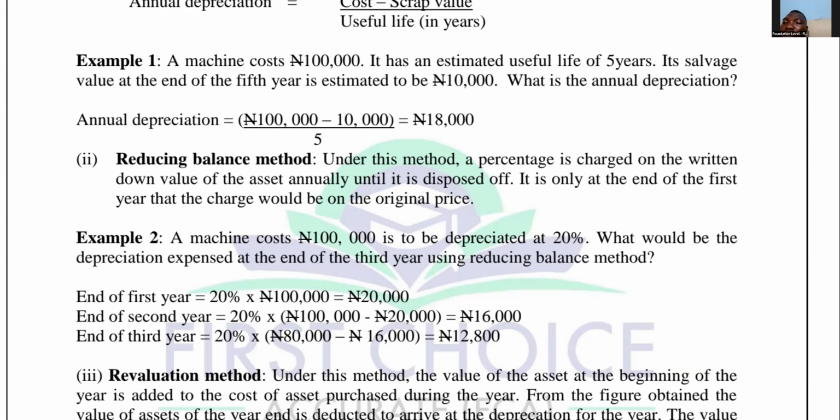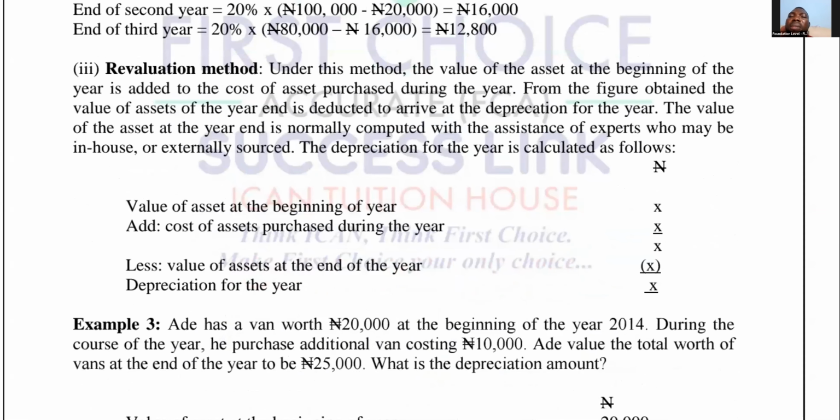16,000, 20% of it, gives us 12,500. So that is what we call the reducing balance method. Now let's move on to the revaluation method.